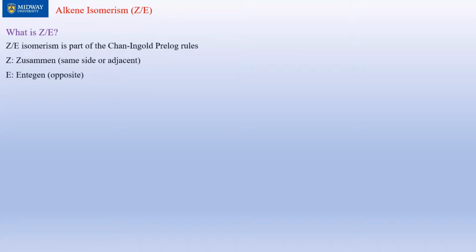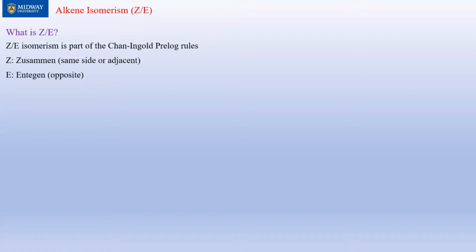Z and E is an exact replacement for cis and trans. However, how we approach Z and E is slightly different, but Z is equivalent of cis, E is equivalent of trans. It's part of the Cahn-Ingold-Prelog rules. Those are the three things which Z and E is part of.